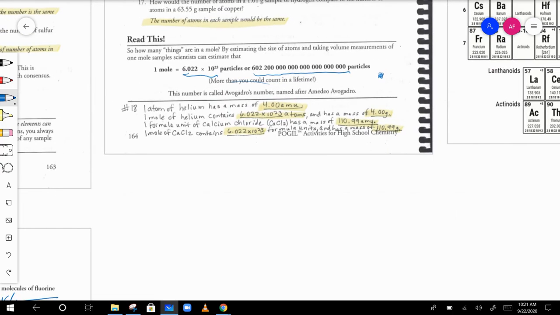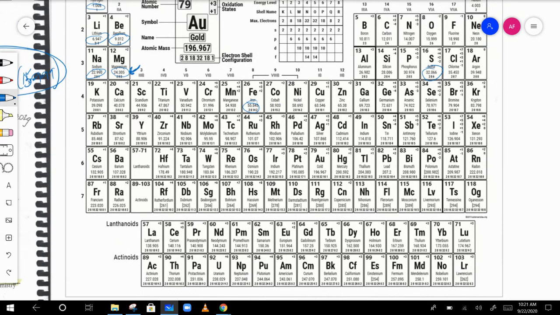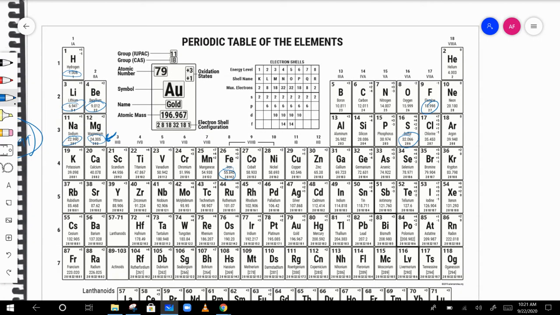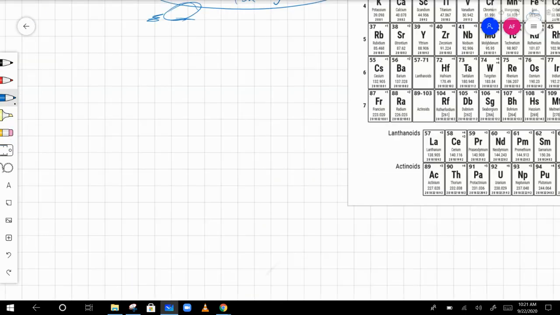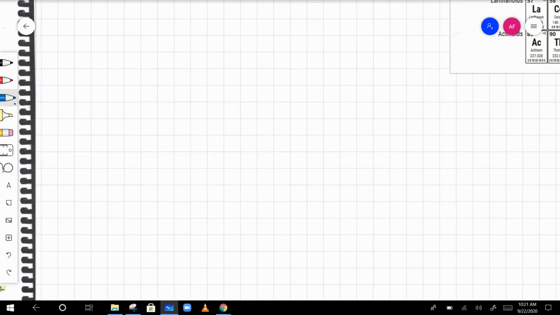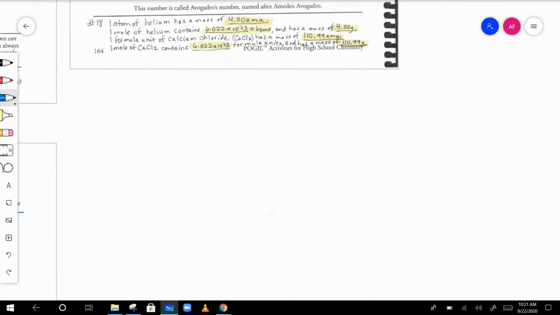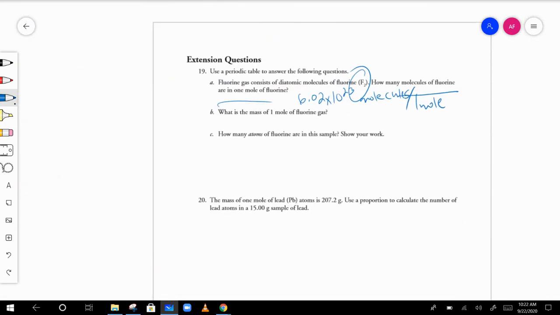What is the mass of 1 mole of fluorine gas? Careful, because fluorine gas is a diatomic, so there's 2 of them. I'm just going to round 18.998 to 19. But that's for 1 fluorine, and remember, it's diatomic. So it's 19 grams per mole times 2, which is 38 grams per mole for F2.